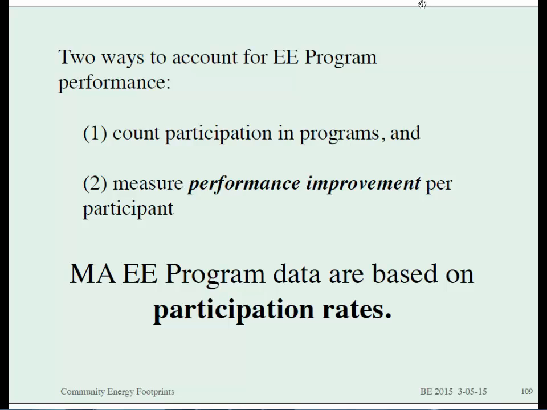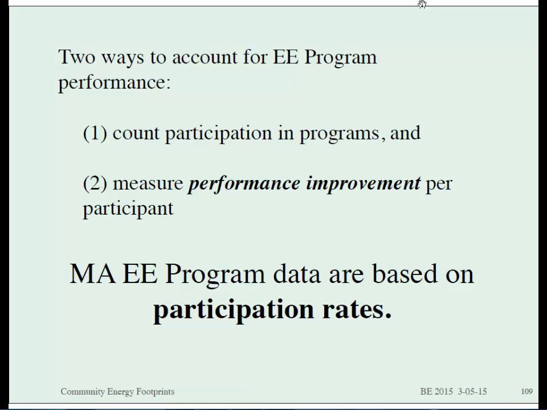The utilities collect energy efficiency fees from our bills to provide energy efficiency programs. And there's two ways to account for performance. We can either count participants, or we can actually measure the performance improvement per participant. Unfortunately, our programs are set up to do the former.